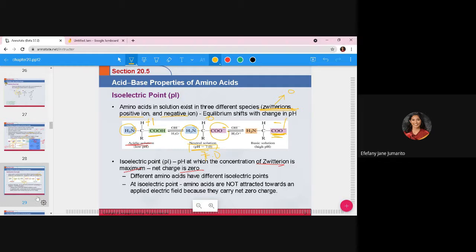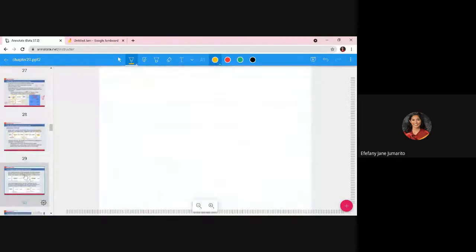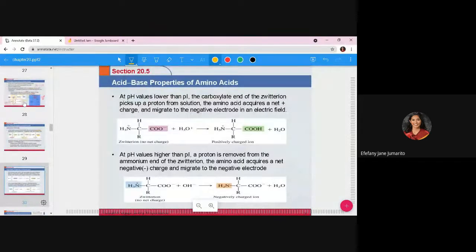Don't forget that one. Now, we have this one also. Last one. At pH values lower than pI, the carboxylate end of the zwitterion picks up a proton from solution. The amino acid acquires a positive charge.